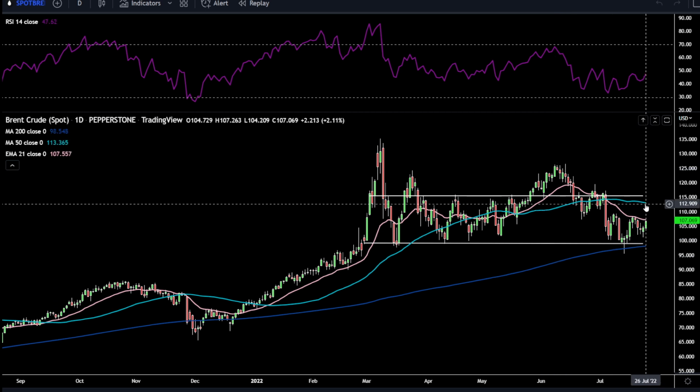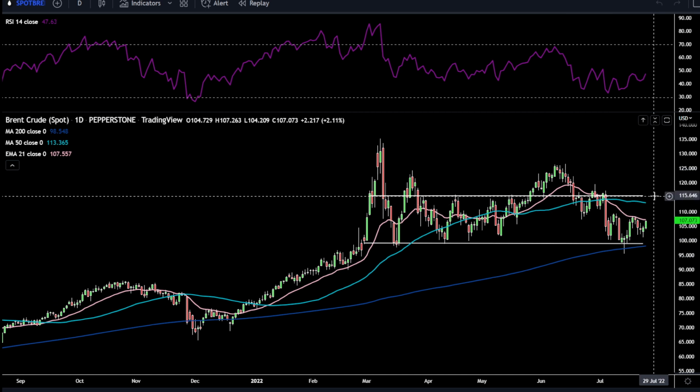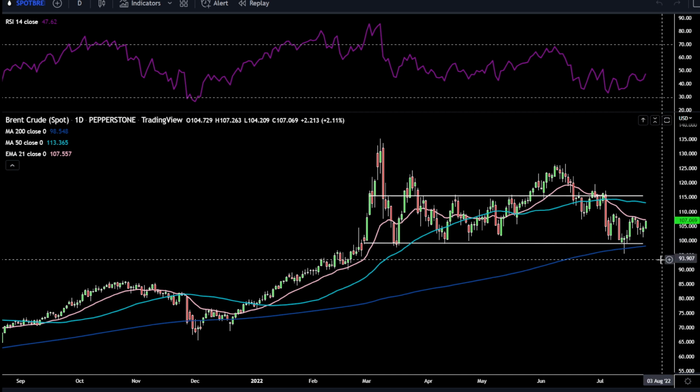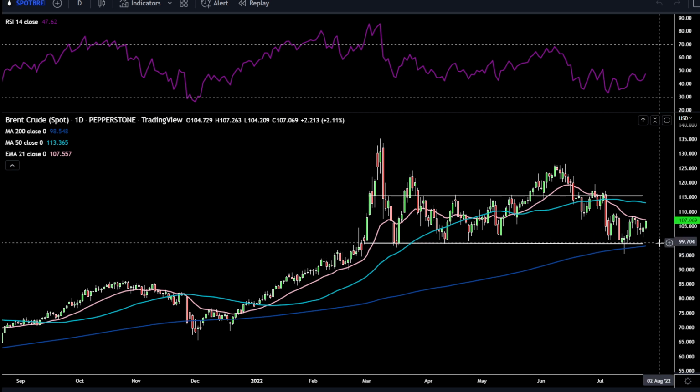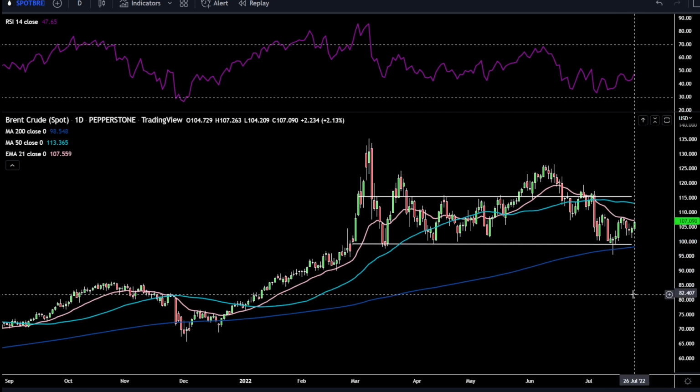Oil, crude, it's struggling to get back above this 21-day exponential moving average and move above 110 and towards the top side of this range resistance here, with the 50-day simple moving average also providing some resistance. And then on the downside, we've obviously got the $100 mark, which the 200-day simple moving average is very close to right now. And that's it for today's Technical Tuesday.